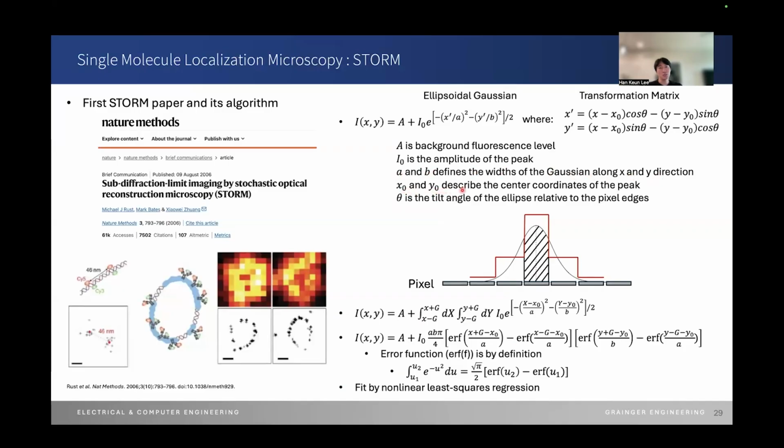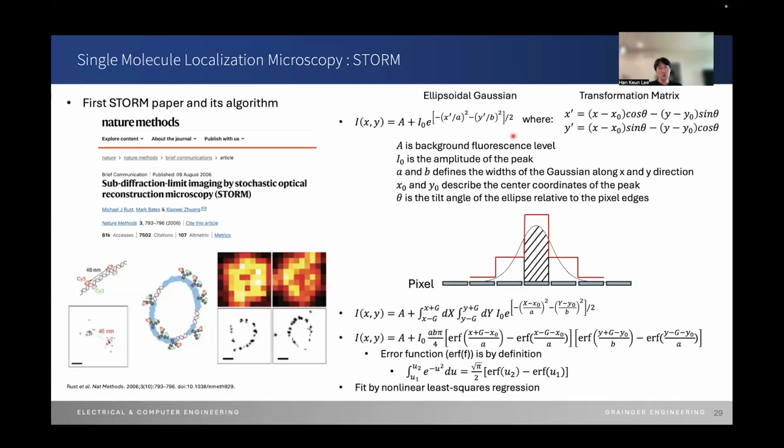x naught, y naught describe the centroid, the center coordinate of the peak. And this is a transformation matrix to account for the fact that the Gaussian is not always in a single direction, but can rotate in all different directions. Therefore, theta is the tilt angle of the ellipse relative to the pixel edges. And instead of using a continuous Gaussian waveform, they took into consideration that when imaging the point spread function, it is actually discrete.